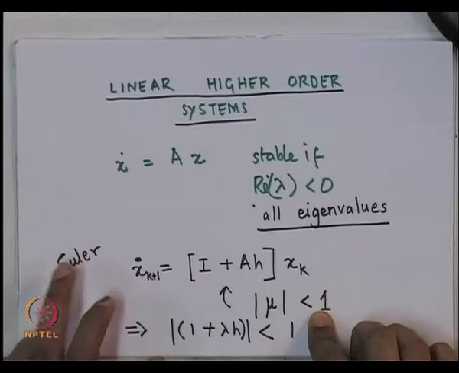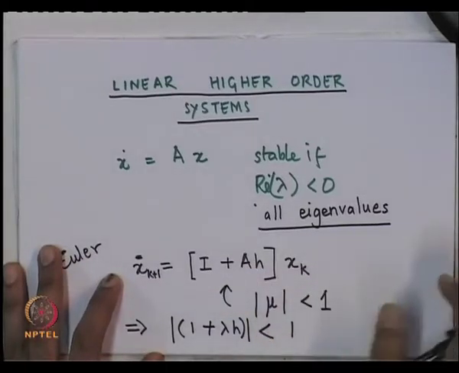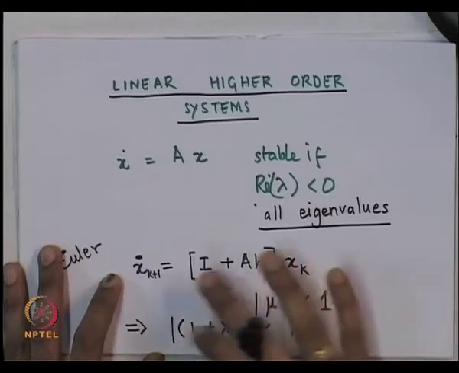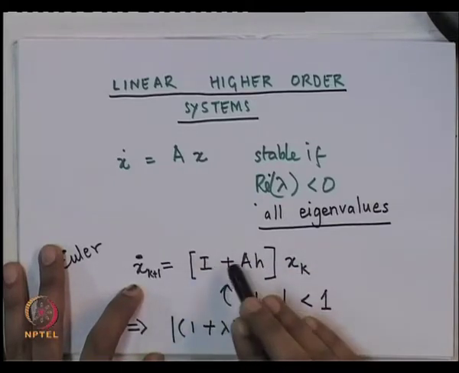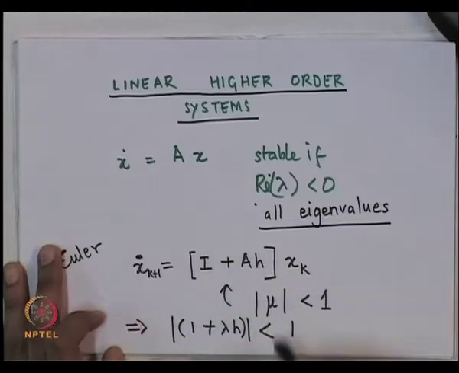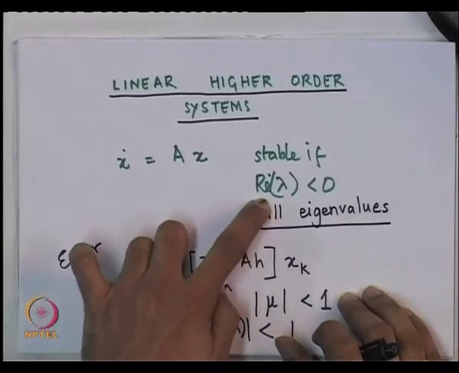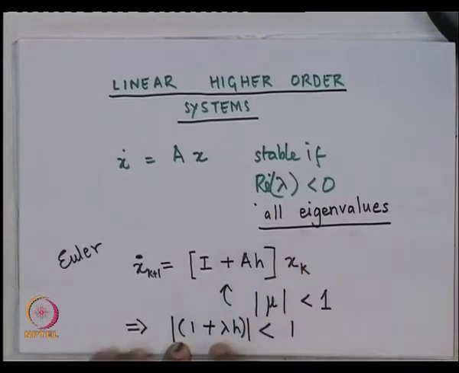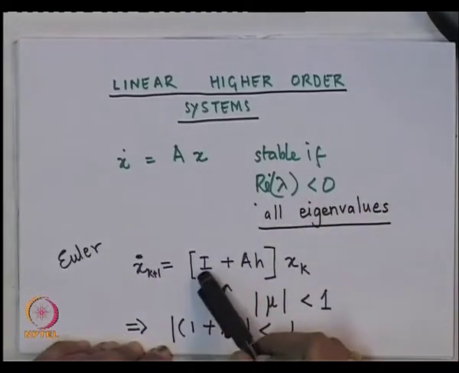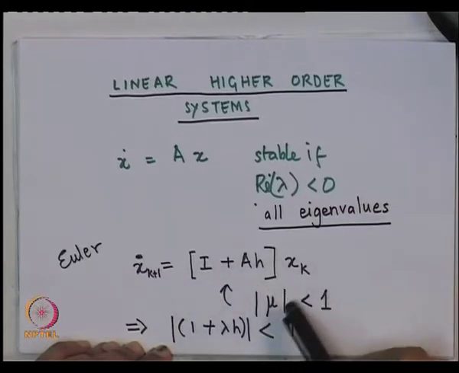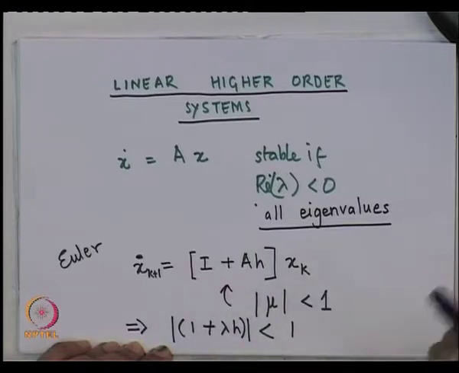This is not something I am explicitly proving, but it is not difficult to prove. You can use the same modal analysis, eigenvalues and eigenvectors, to analyze discrete time systems as well. Now, if the absolute value of the eigenvalue of 1 plus A h is less than 1, then it is a stable system. That is what the Euler method says. The original system is stable if all eigenvalues have the real part less than 0. So, for a higher order linear system, the Euler method will say that if the modulus of 1 plus lambda h is less than 1, then it is stable, where lambda is the eigenvalue of A. Let me just repeat: if the eigenvalues of 1 plus A h have modulus less than 1, then the Euler method will show that the system is stable.